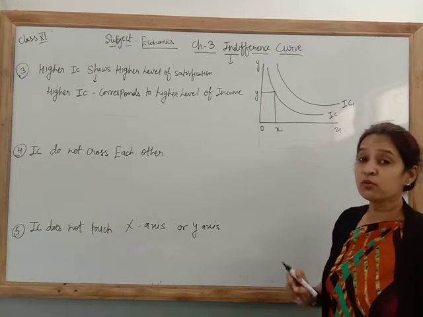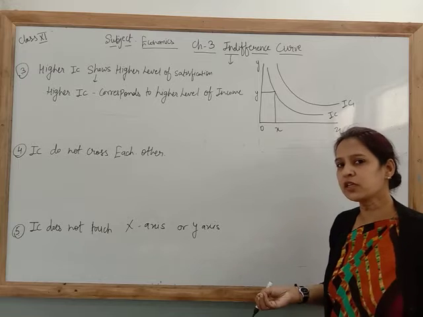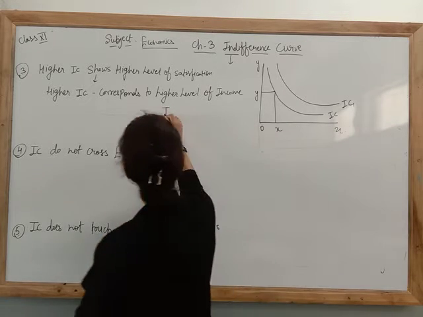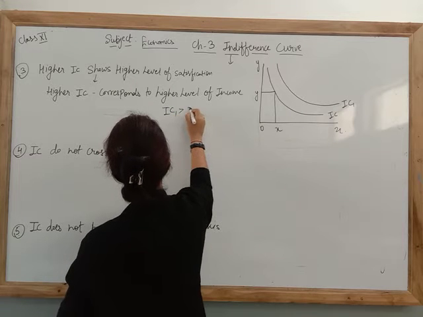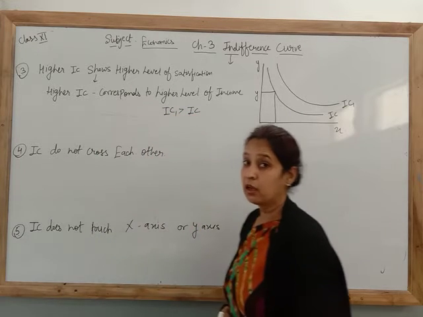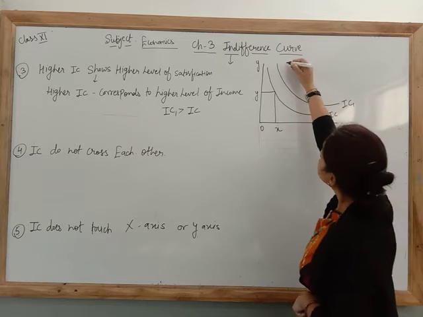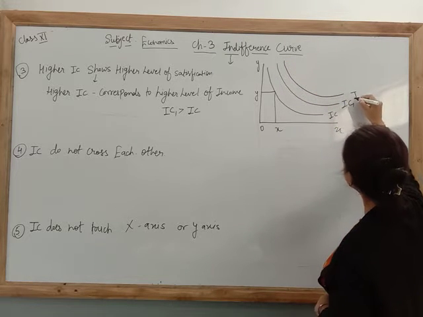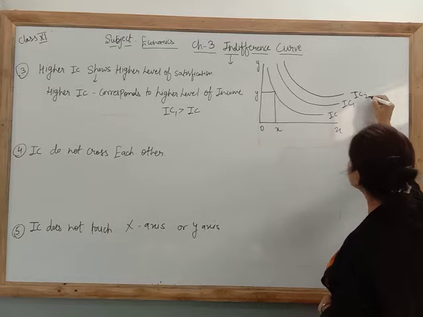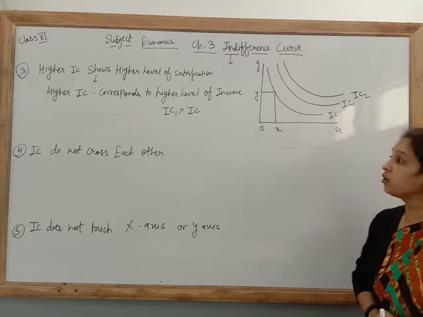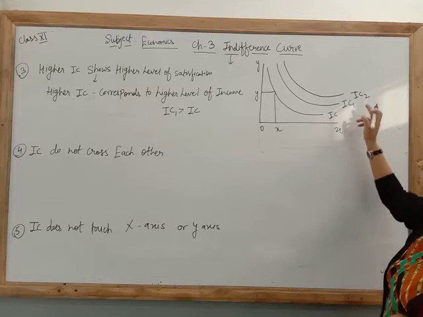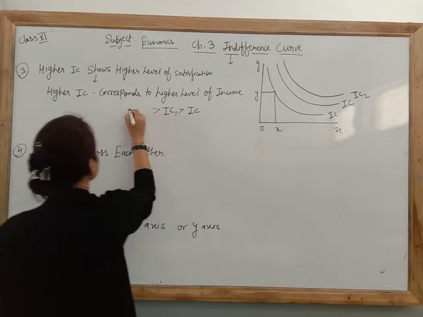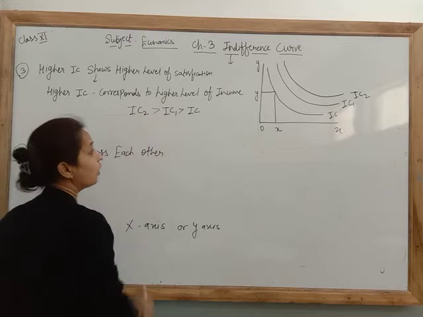IC1 is going to offer you more satisfaction than IC. Now suppose again your income is going to be increased. Definitely your consumption will increase. When your consumption will increase, definitely IC2 offers more satisfaction than IC1.